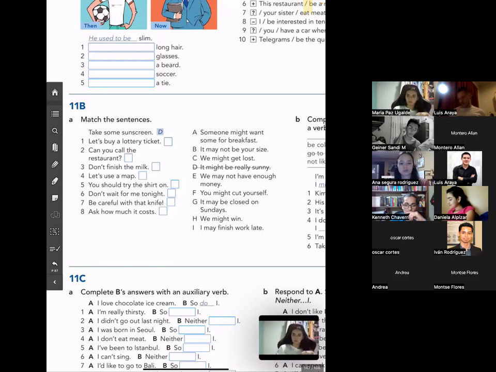And number 8, Heiner. Ask how much it costs. We may not have enough money. Yes, that is 100% right. Okay, guys, any question up to now? Any concern?